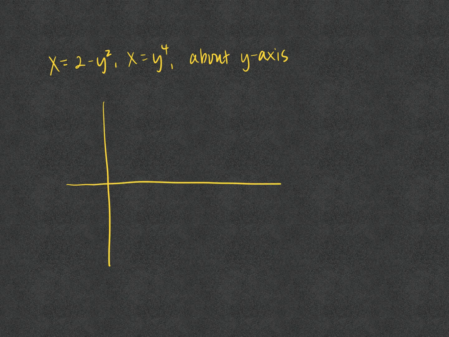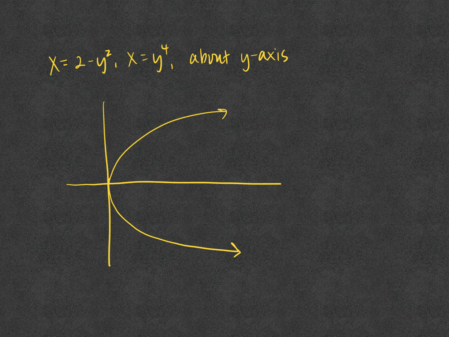Let's start with y to the fourth. Y to the fourth is easy. Y squared is a sideways parabola like this. So y to the fourth is a sideways parabola. It's just taller and skinnier, and I didn't draw it as such, but we're going to pretend I did.